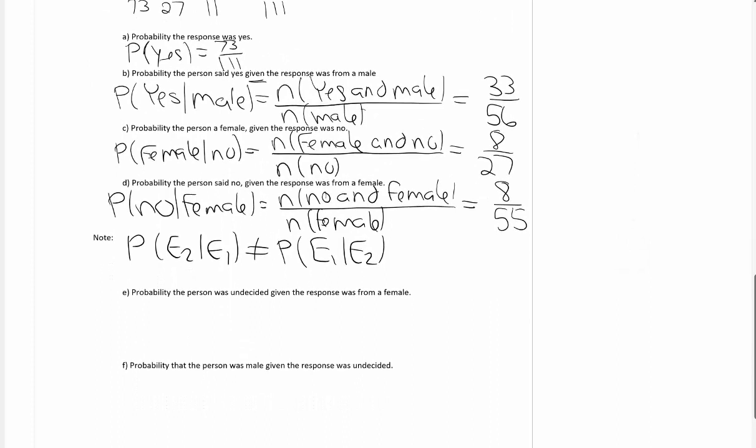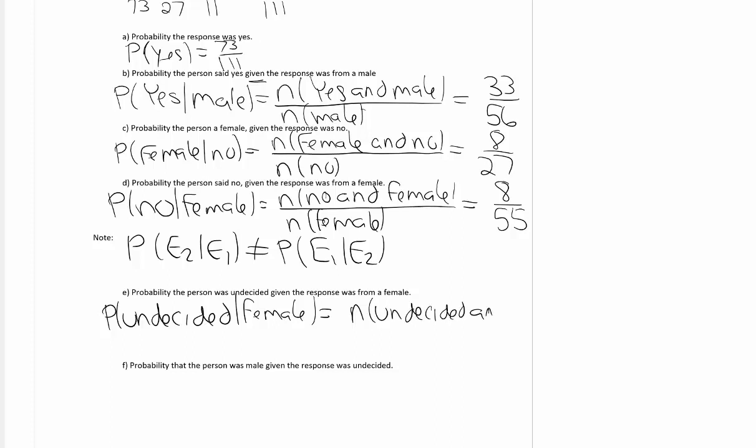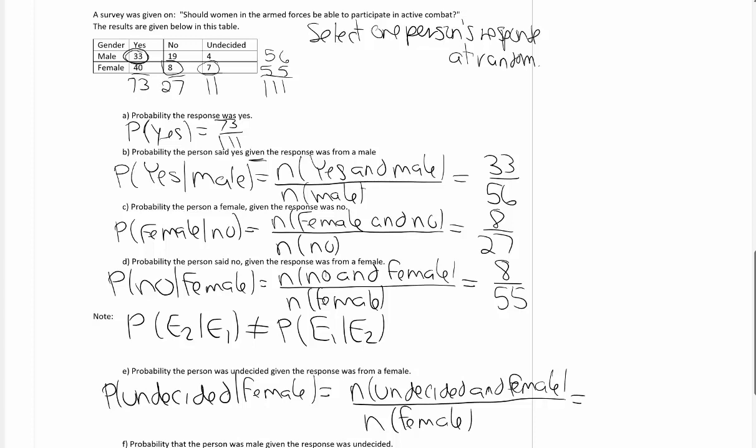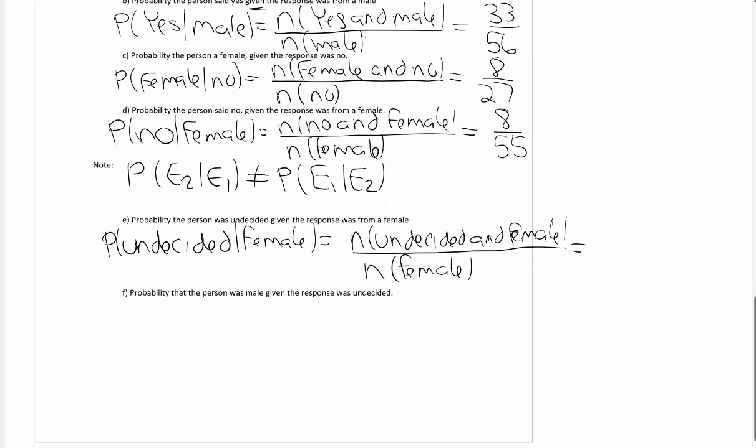Okay, couple more examples I want to take a look at. The probability that the person was undecided given the response was a female. So this is the probability of undecided given female. Writing it out, that is the total number of undecided and female divided by the number of female. So let's go back up. Undecided and female, that's this 7 here. And we've already done the female in the previous example. That's still 55.